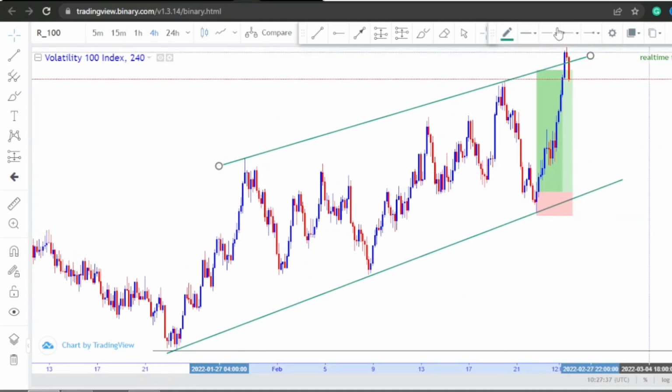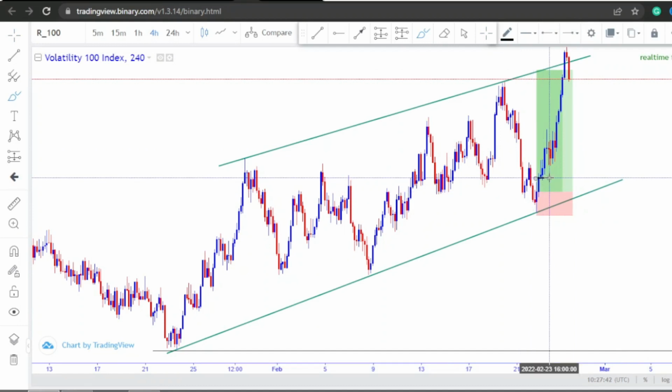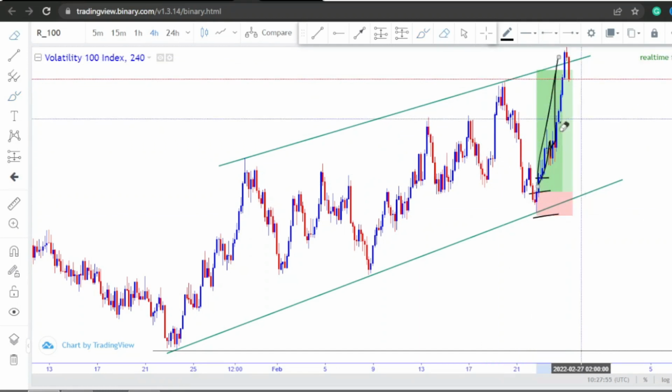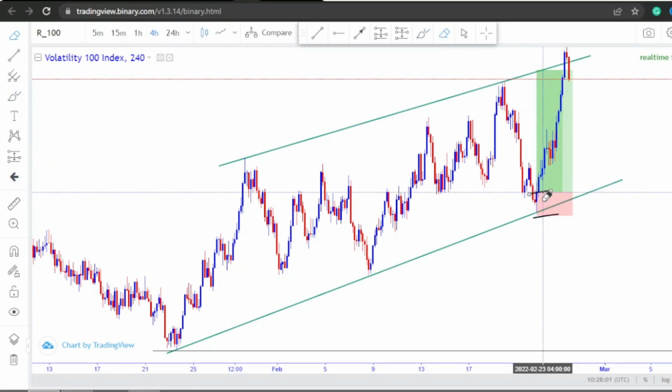If you can remember, I gave this signal when the market was somewhere around here. I entered here, put my stop loss here, and I was anticipating this move to the upside. And you can see that when this little consolidation went up, we had zero drawdown. It was a very beautiful and powerful setup.